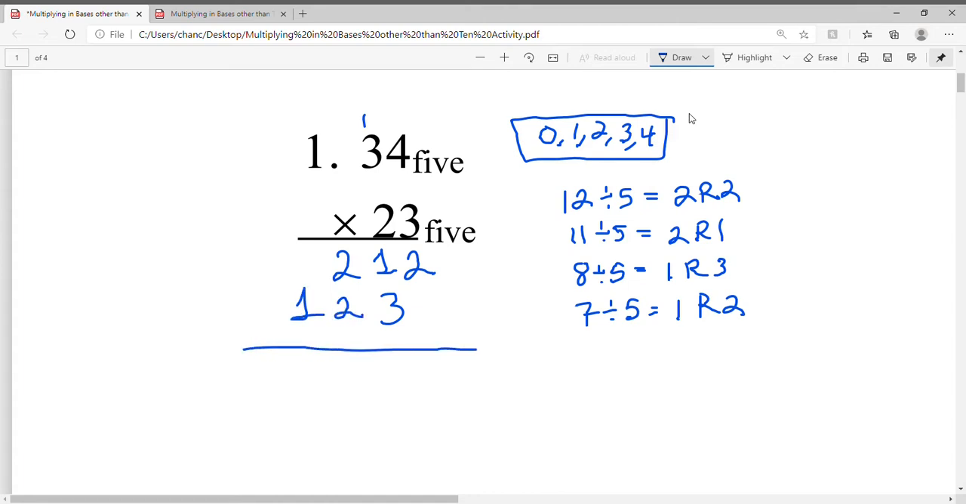And now we just add. This is a 2, this is a 4, this is a 4, this is a 1. So our answer is 1, 4, 4, 2, base 5. And this is our solution for question 1.